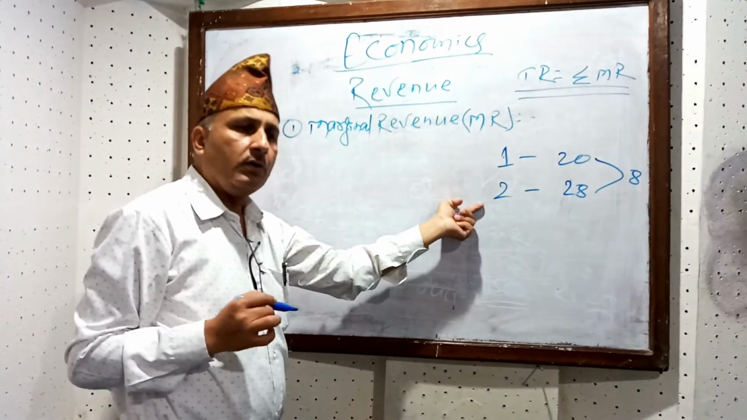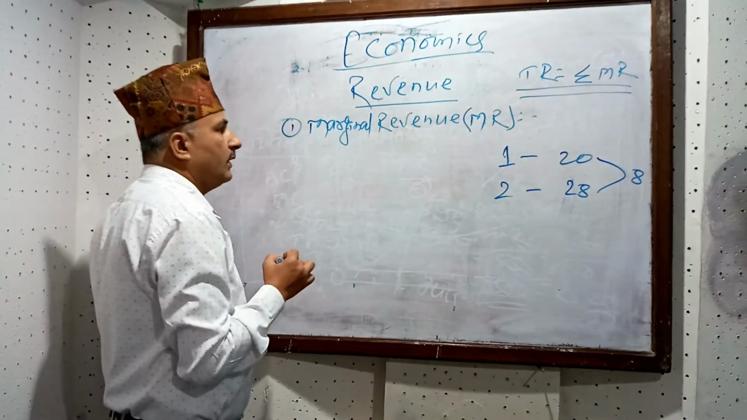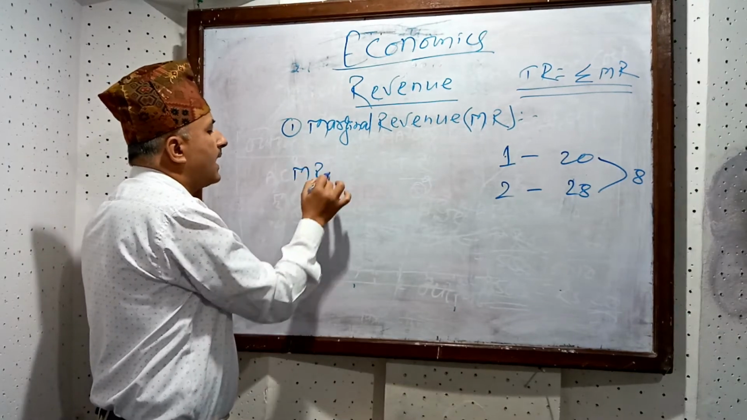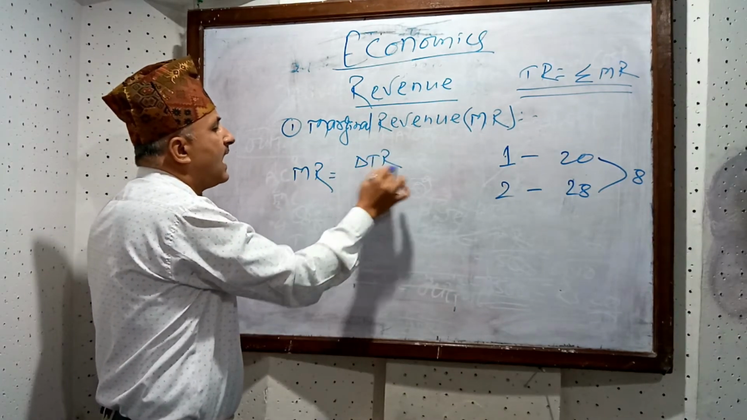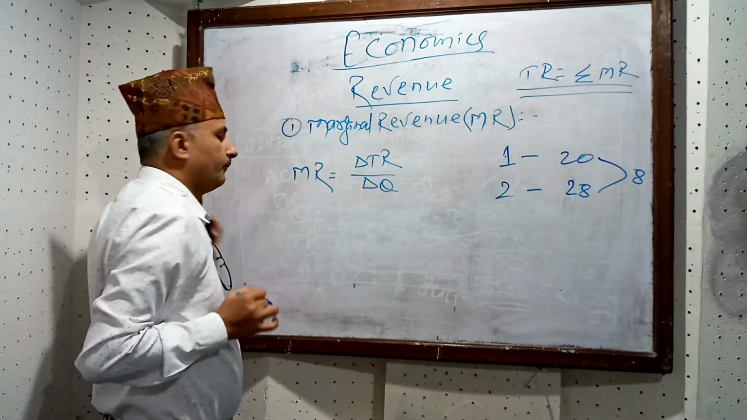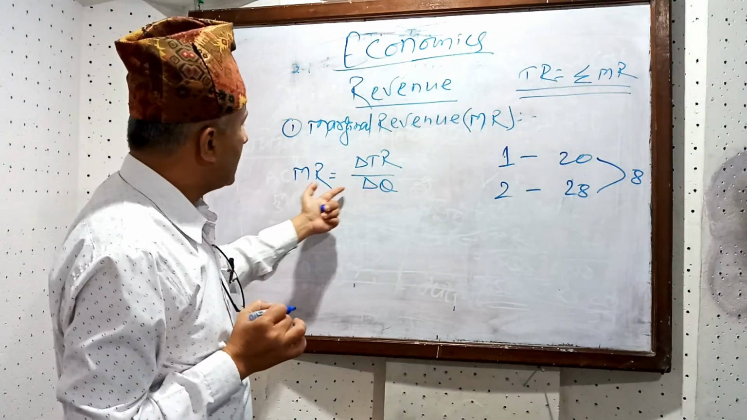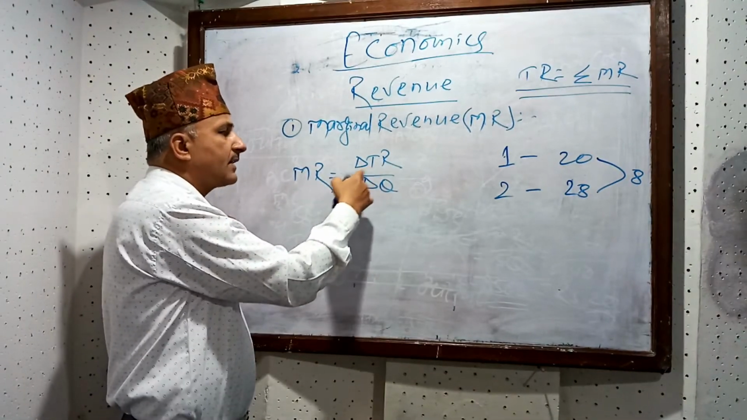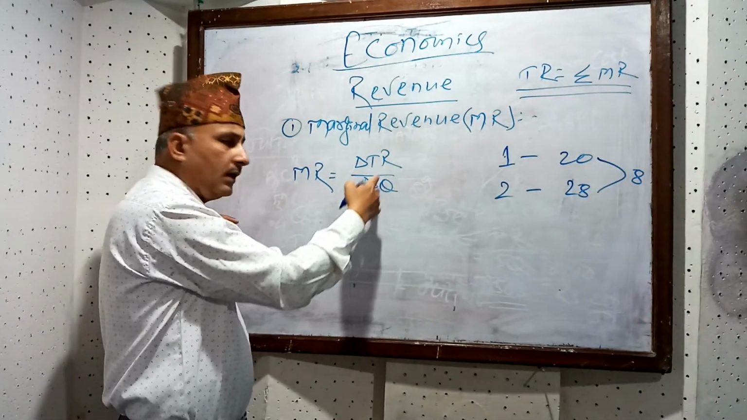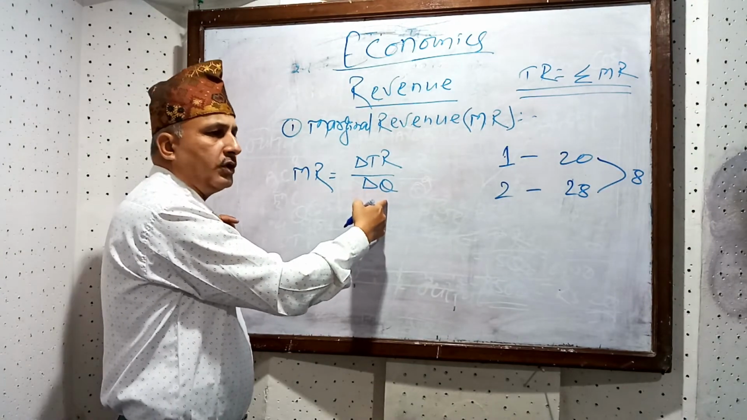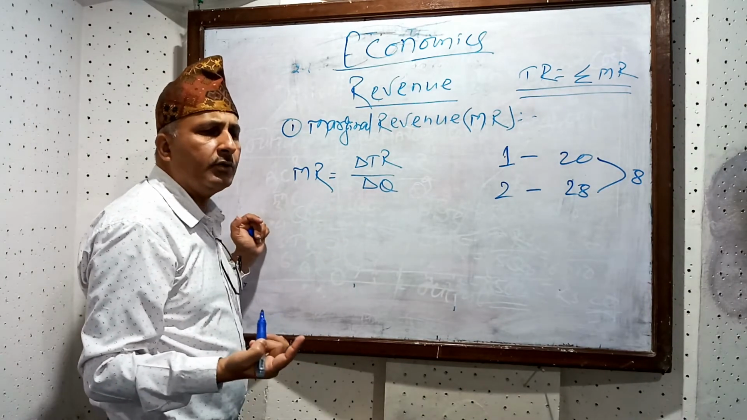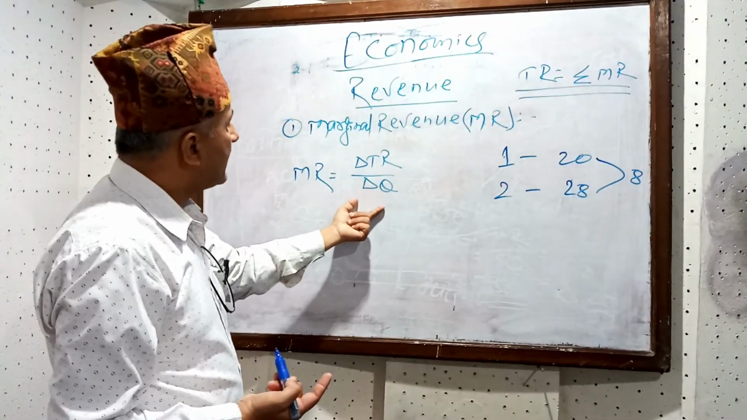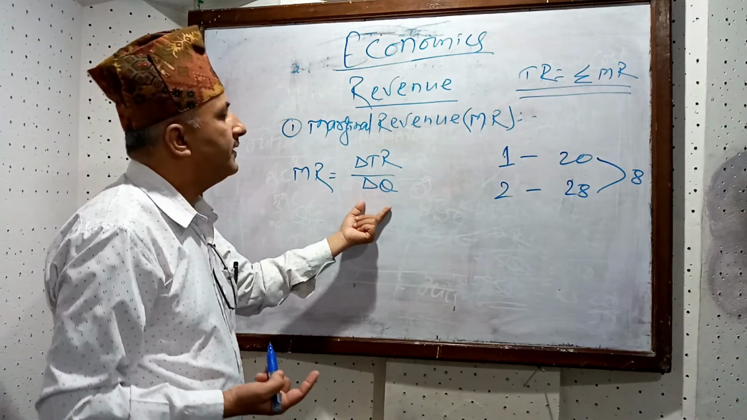So now we have a formula to calculate marginal revenue. The formula is MR is equal to delta TR upon delta Q. Here delta TR is the change in total revenue, delta Q is the change in quantity sold, and MR is marginal revenue, you know it.